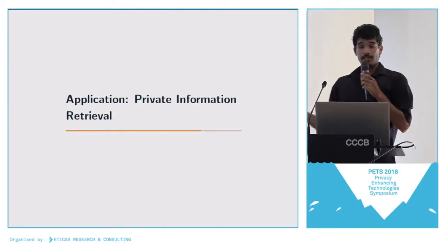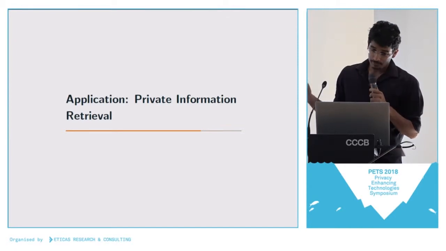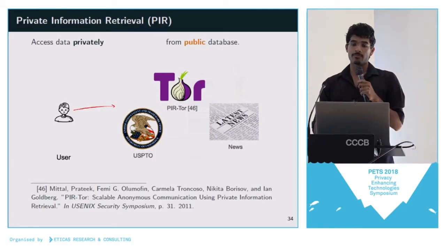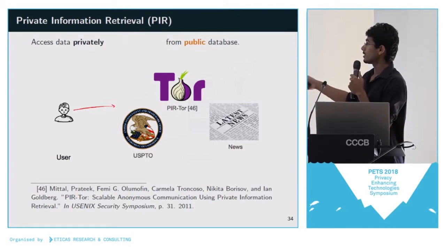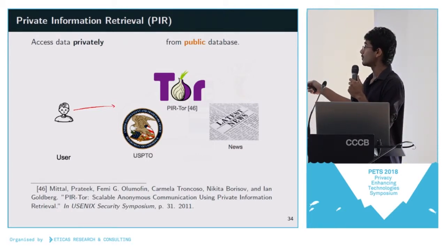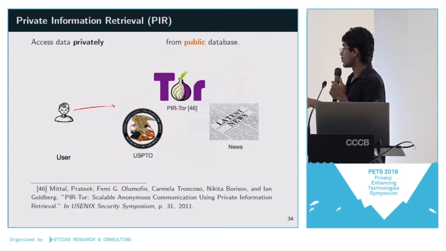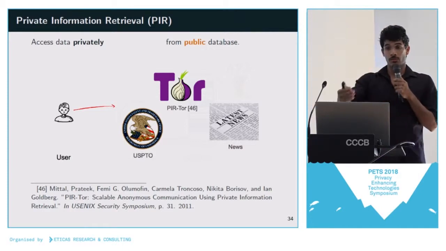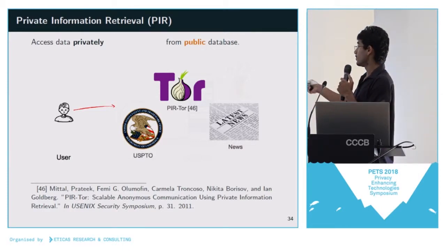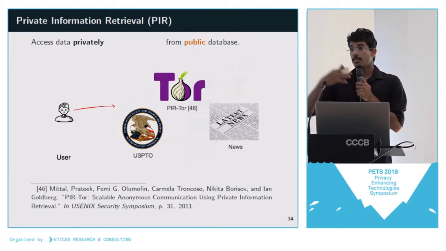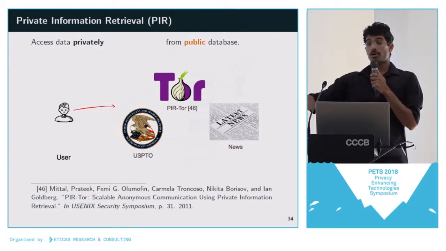Finally, I'll talk about an application to private information retrieval. So PIR is a very closely linked primitive to ORAM. It's very similar to the setup in the sense a user wants to access data privately from a database, except the difference is that the database is now public. So this could be a news website, it could be a US patent office where you wish to request a patent, or it could be, for example, PIR-TOR, which is a great example of a protocol which uses PIR to download TOR relay information.